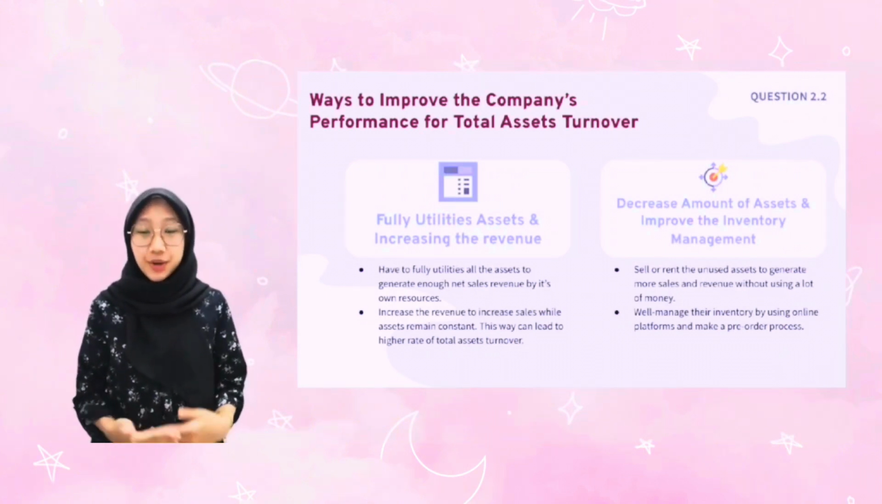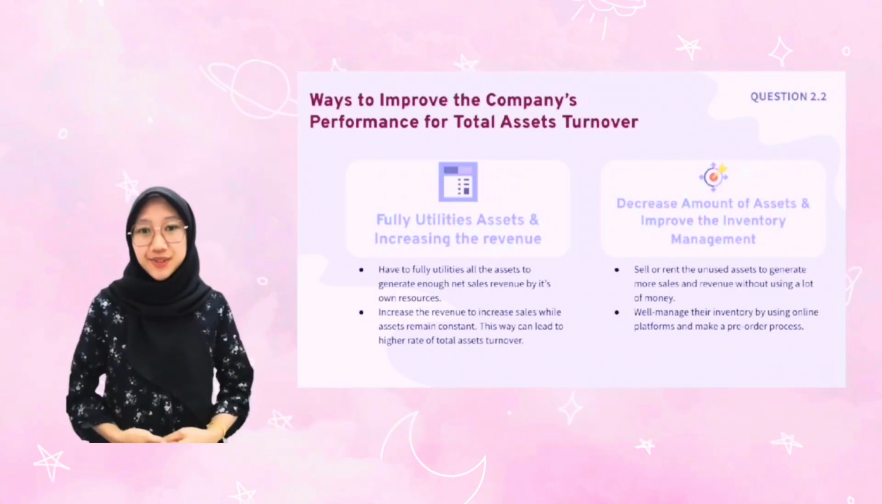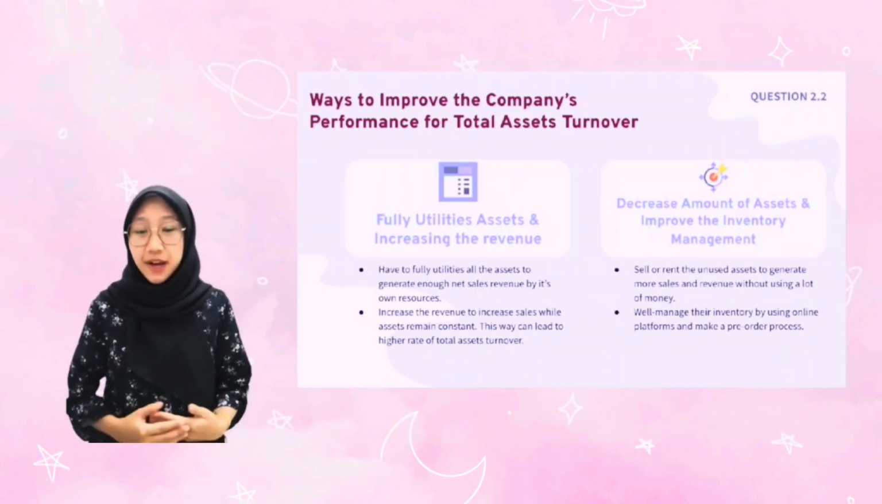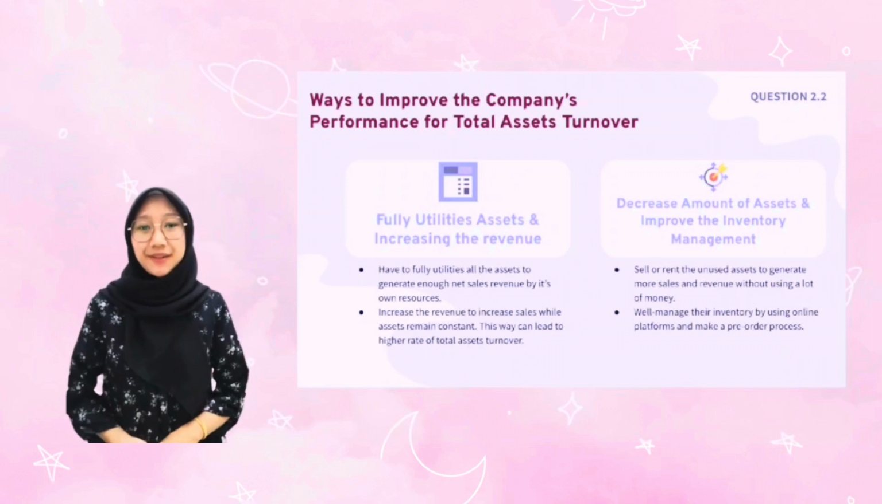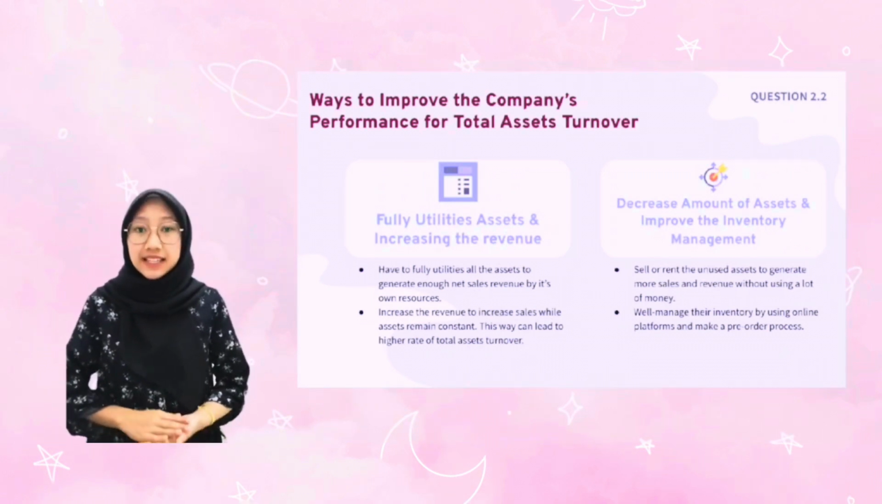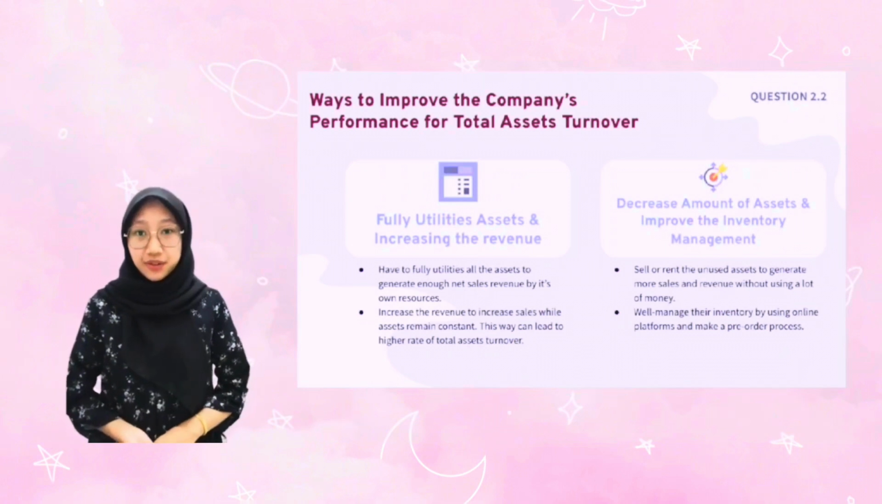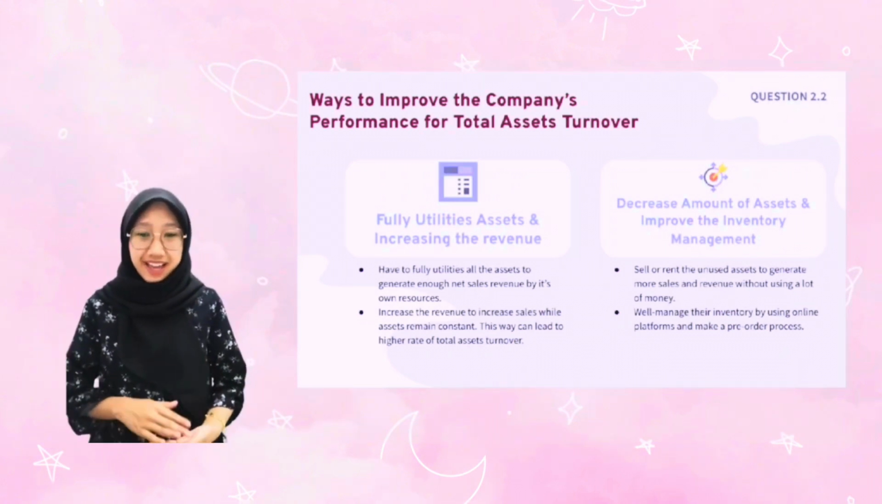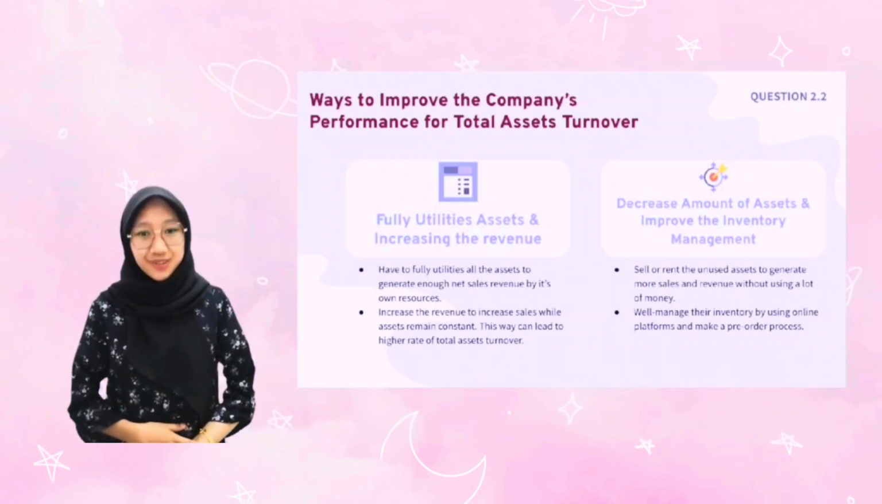Increasing the revenue will also lead to a higher rate of total asset turnover and will increase the effectiveness of the company without causing harm to the company. When they generate more revenue per asset, they can increase their sales while holding the assets constant. This action will result in higher profit with lower capital use.